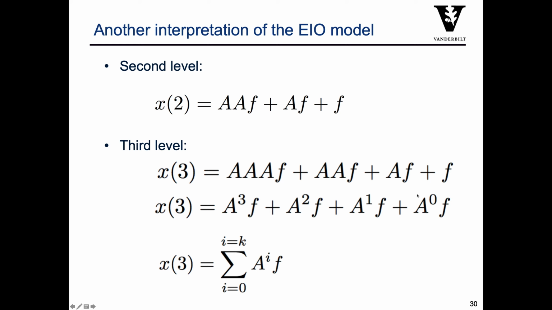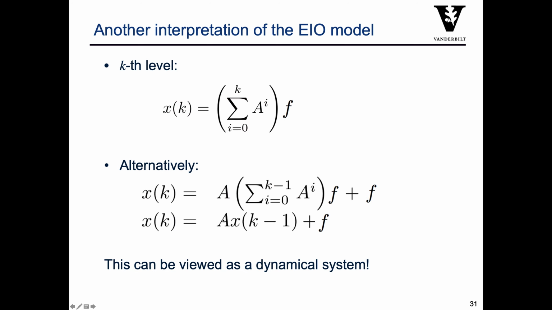Well, the matrix A to the 0 gives you back the identity matrix, which is just the vector F itself. Okay, so all I've done right here is a nice little variable change to make the notation more compact. And then I'm going to rewrite that in a summation form: the total output required for 3 levels of output in the supply chain is just summing A to the power i times F, where i ranges from 0 to k. So let k equal 3 in this case. You get A to the 0 times F plus A to the 1 times F plus A to the 2 times F plus A to the 3 times F.